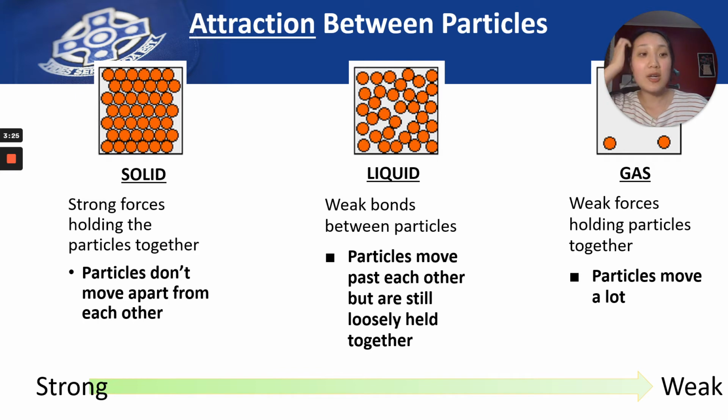So let's talk about attraction between particles. Solids have strong forces holding the particles together, so the particles don't really move apart from each other. In liquid, particles are held together by weak bonds. The particles move past each other, but they're still loosely held together. In gas, there is a weak force holding particles together, but the particles can move a lot. They're not really held together.